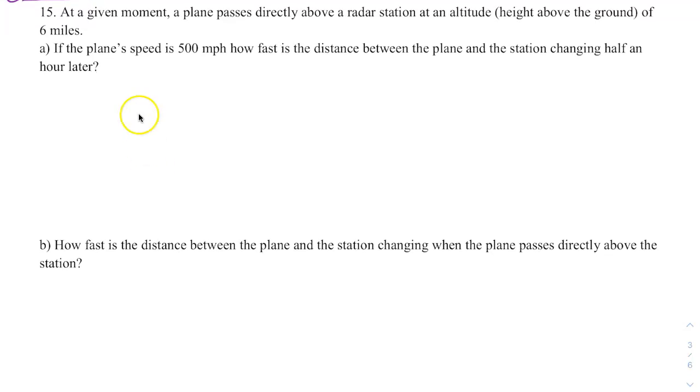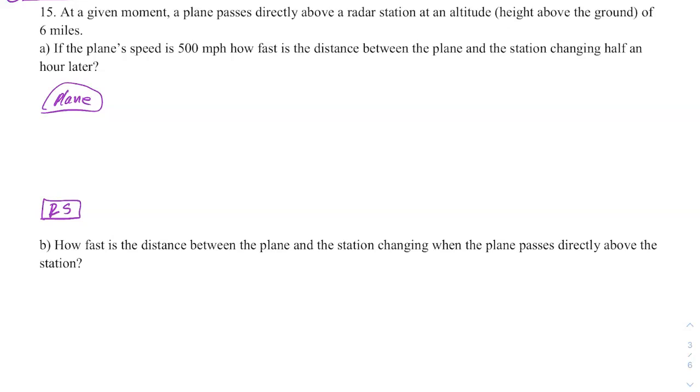Next one. At a given moment, a plane passes directly above a radar station at an altitude, height above ground, of 6 miles. If the plane's speed is 500 miles per hour, how fast is the distance between the plane and the station changing half an hour later? So what's going on here is we have a plane. I put plane because I cannot draw. And we have a radar station.